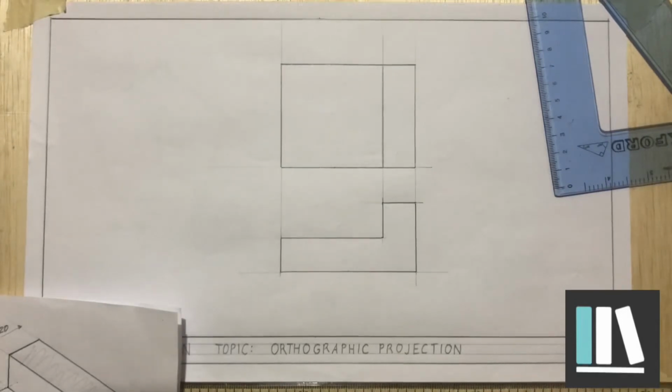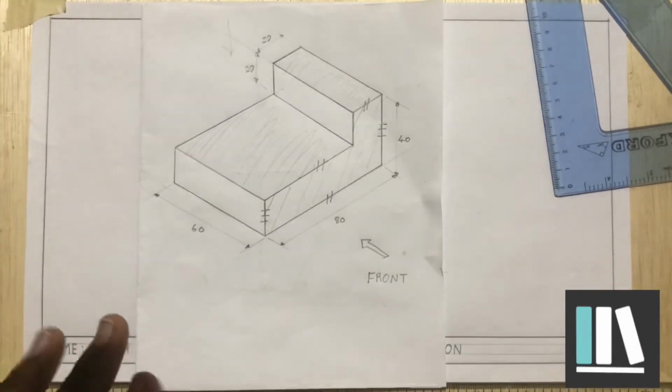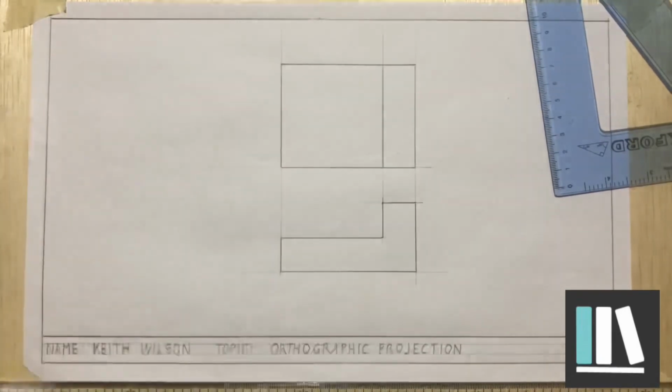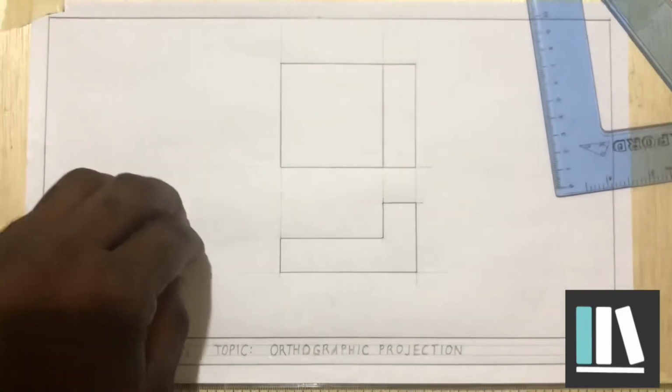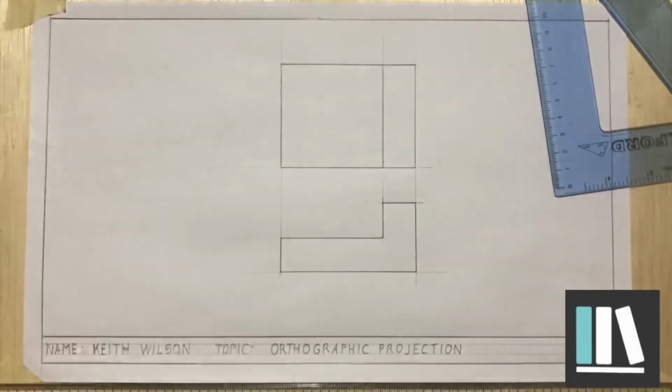Now that I've drawn the front view, I am going to proceed to draw the side view. And in this case, the side view, or the end view that is being shown, is the left side view. And due to the fact that we're using third angle projection, we are going to represent this view on the left side of the drawing.